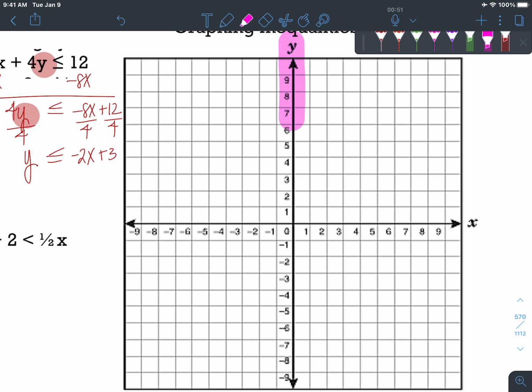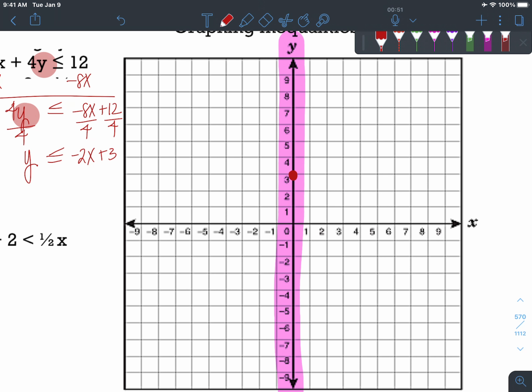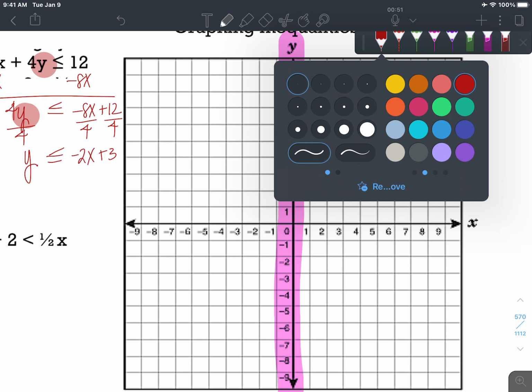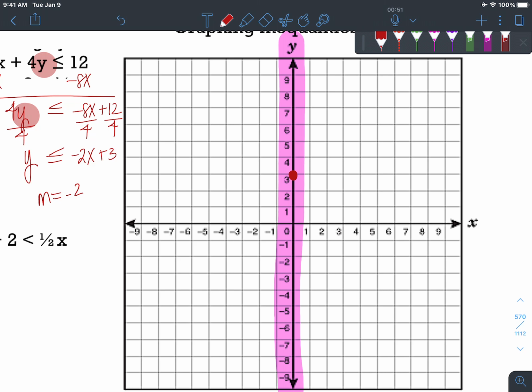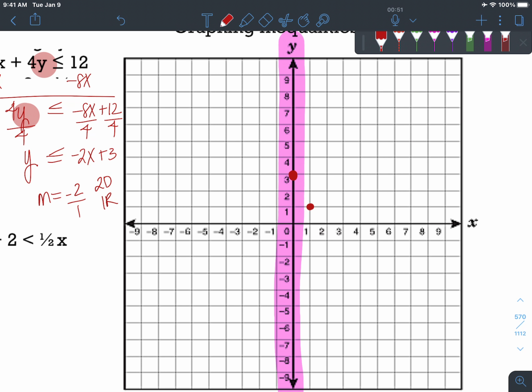So first thing I'm going to do is look for my y-axis, and I'm going to say where's positive 3. There it goes. Let's make my little pen here just a little larger. All right, so now I'm going to take my slope, which is negative 2 over 1. So I'm going to go 2 down, 1 to the right. Let's go ahead and count those. 2 down, 1 to the right. And I'm going to repeat that pattern until I run out of graph.